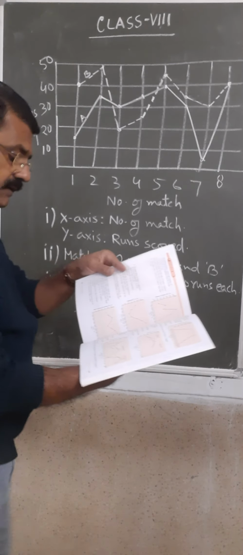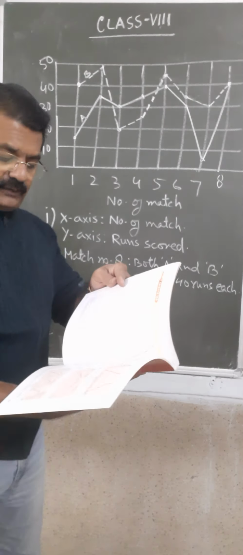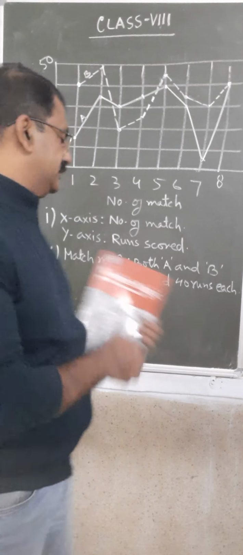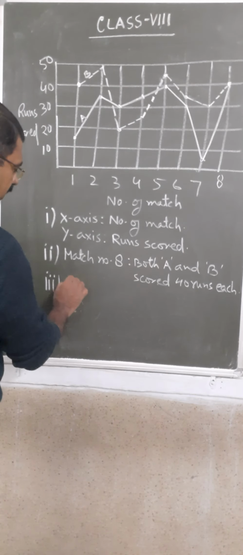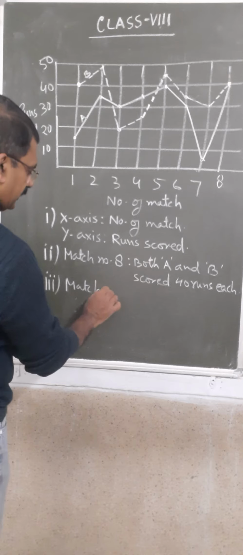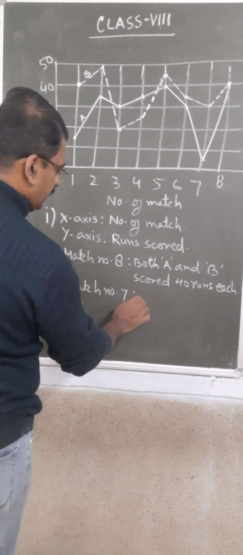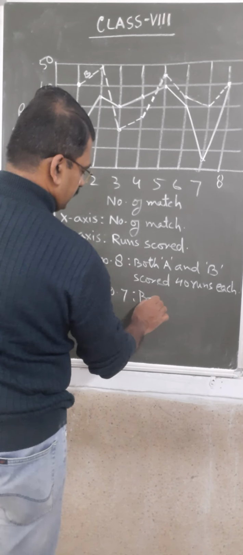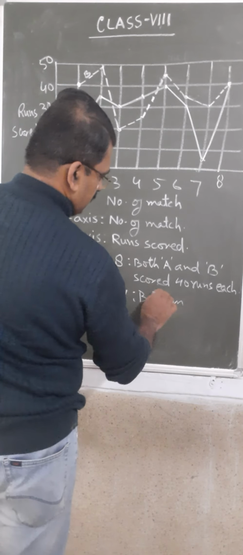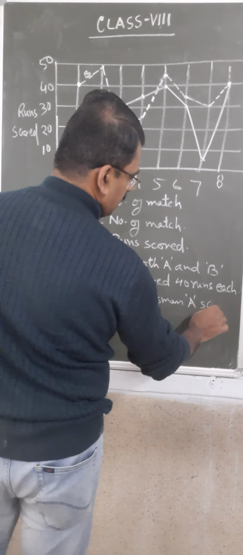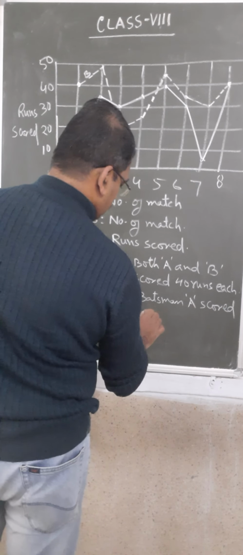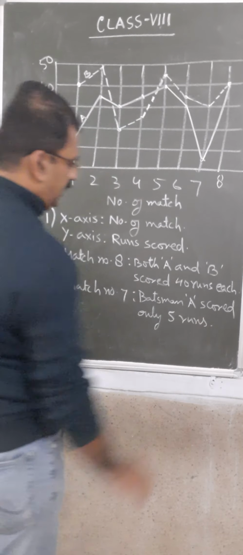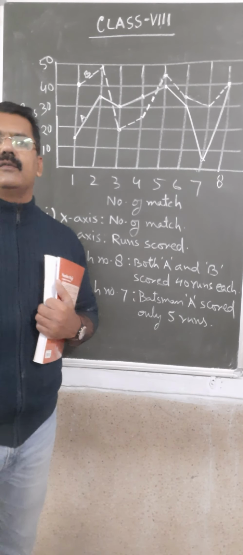So the question was, in which test or in which match did batsman A score the least number of runs? So your answer will be match 7. Match number 7. Okay, batsman A scored only 5 runs.